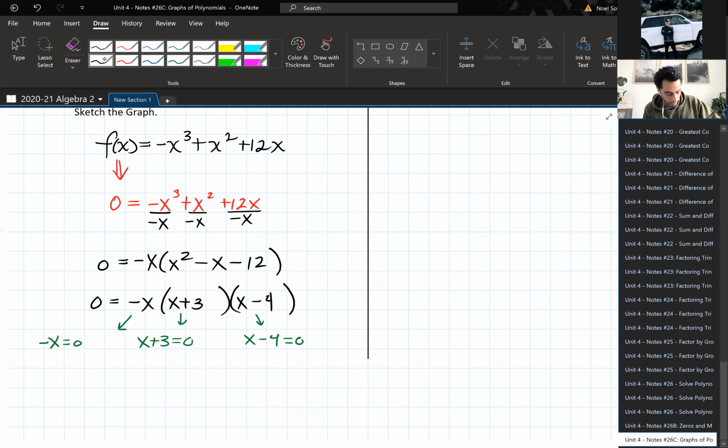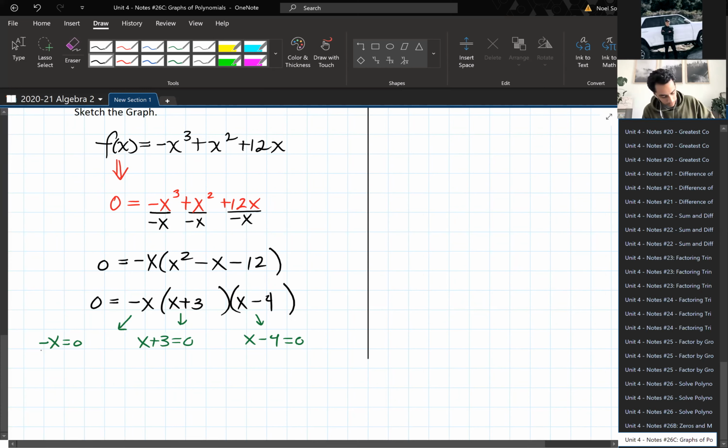All right, so if we want to solve for x here, that's real simple. Divide by negative 1. 0 divided by negative 1 is still 0. Here, let's subtract 3. x is equal to negative 3. And then the last one, we add 4. So x equals 4.